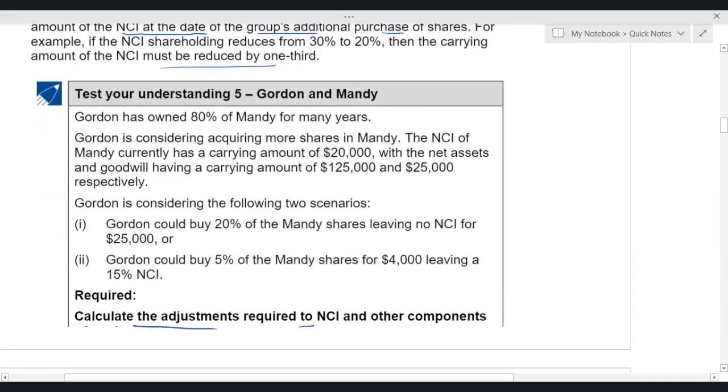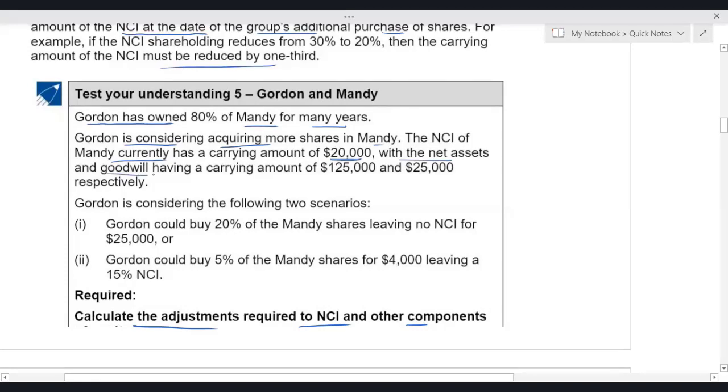Calculate the adjustment required to NCI and other component of equity. Gordon has owned 80% of Monday for many years. Gordon is considering acquiring more shares in Monday. The NCI of Monday currently has a carrying amount. So the examiner is very nice towards us, I would say. The examiner has directly given us the carrying amount of NCI. Otherwise, in a long question, first you need to calculate NCI at disposal.